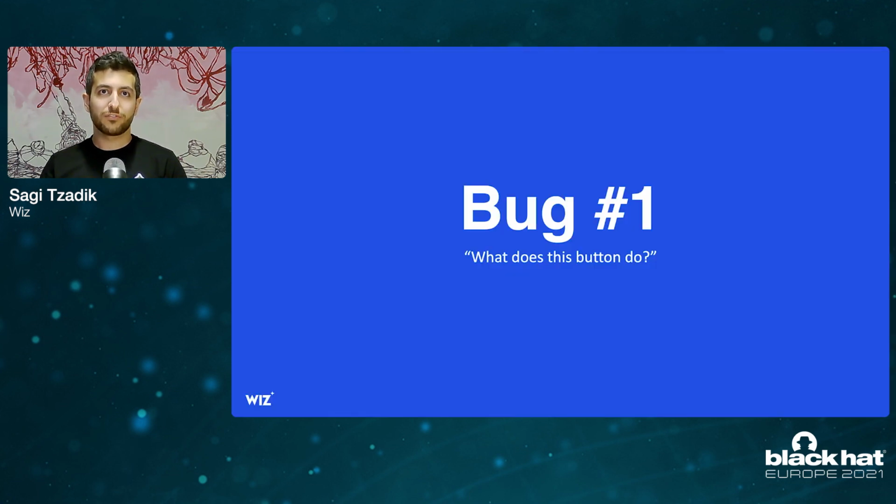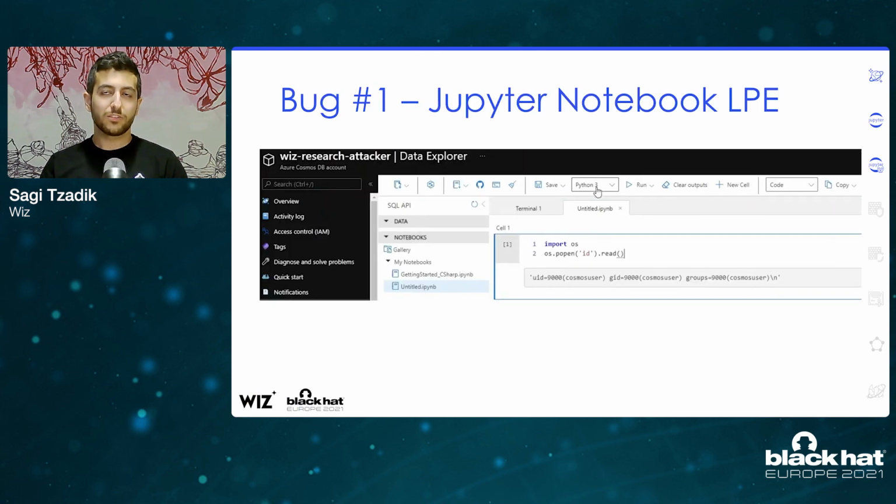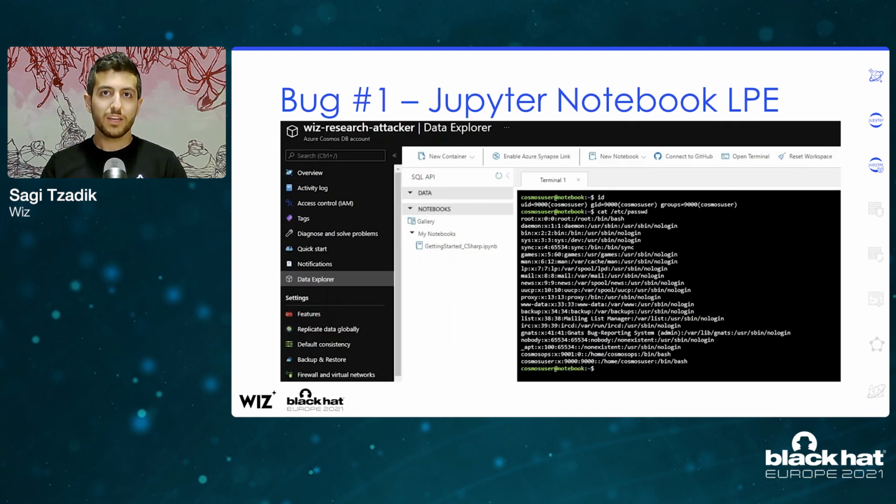So let's talk about the first bug that we found. We started digging into the Jupyter Notebook feature, and we quickly found out that we are running inside a Docker container using a low-privileged user named Cosmos User. You can see in that picture that this user has the UID of 9000 and GID of 9000. The service even offers an embedded web terminal, which is much more convenient, but we're still running as this unprivileged user, Cosmos User.